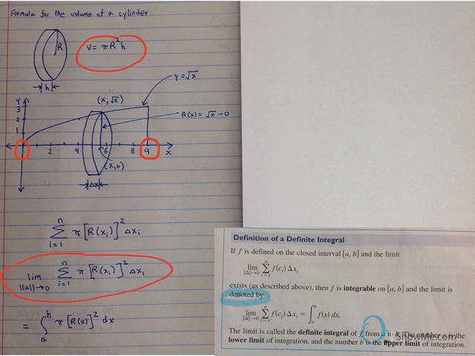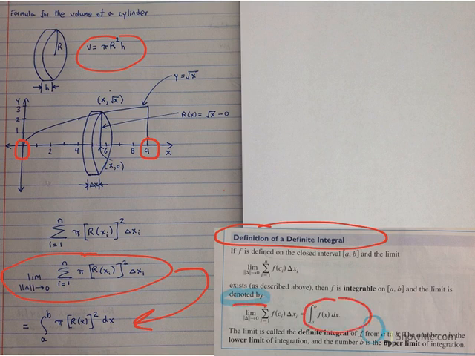So this limit, if this limit exists, will give us the exact volume of our solid of revolution by definition. And how do we know that this limit will exist? Well, first of all, before I talk about the integrand, how do you represent the limit of a Riemann sum? Look at this definition of a definite integral.